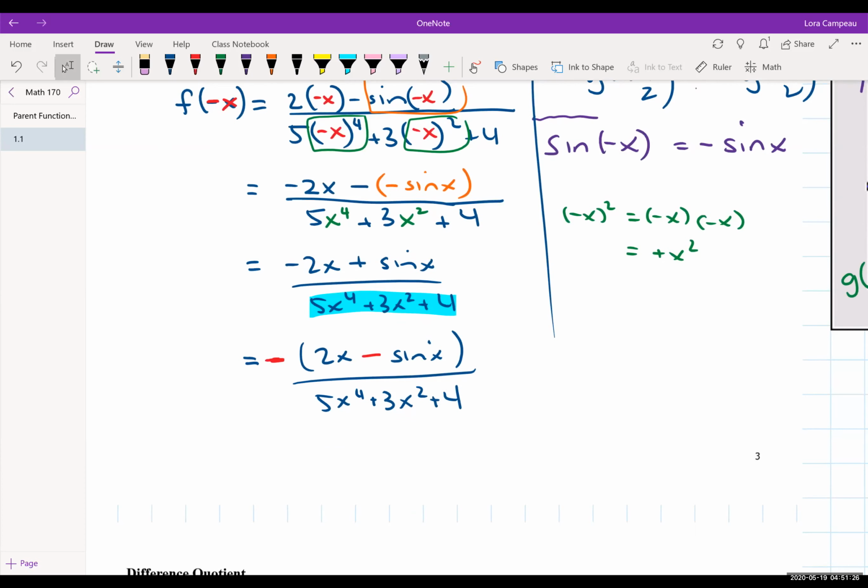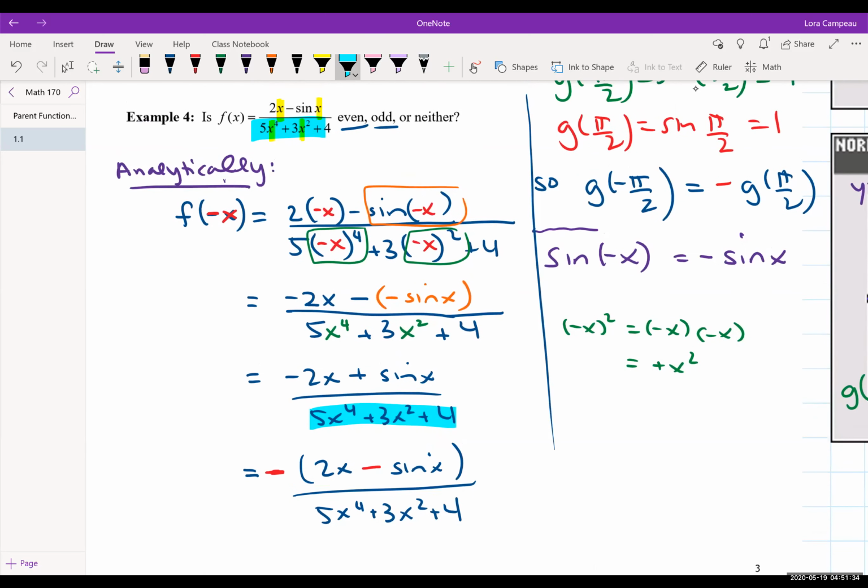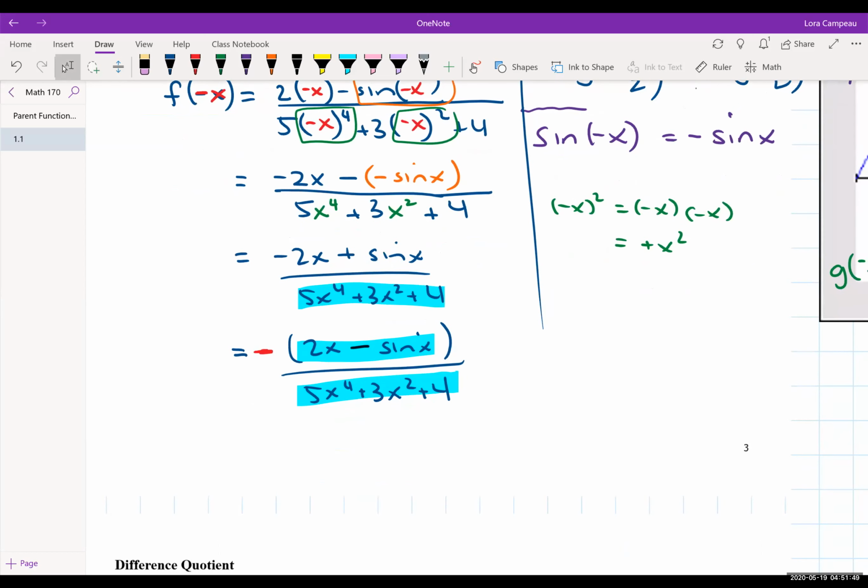Then I'll compare it back to the original function one more time. I see that the denominator has not changed. We did not do anything to the denominator, and now the numerator looks the same. The issue is we have a negative sign on the outside. So this whole chunk right here is really just the original function, but what's there is negative f of x.